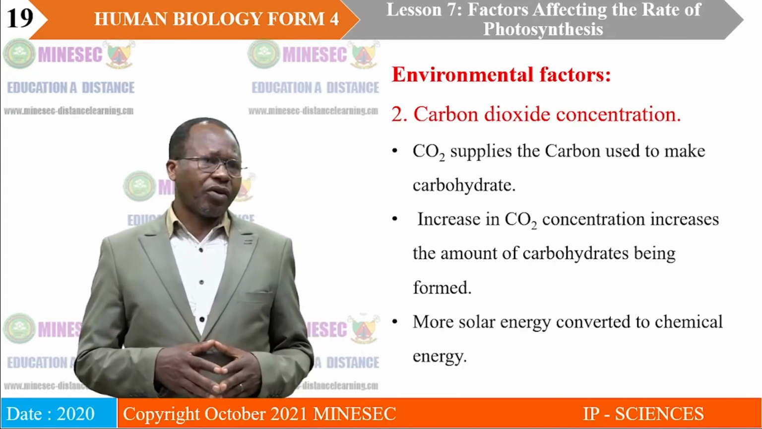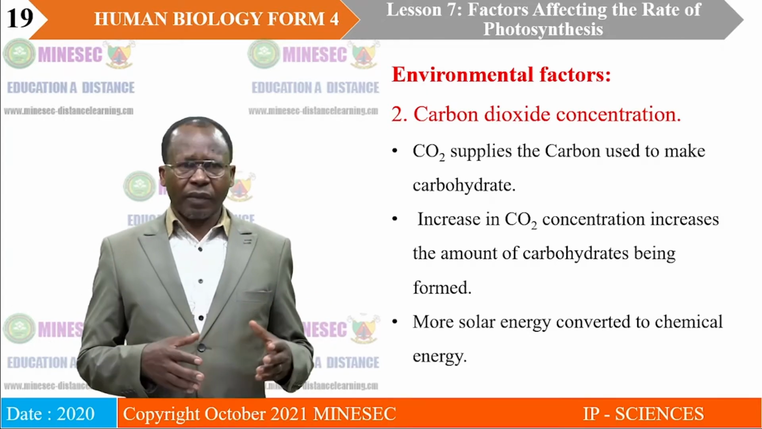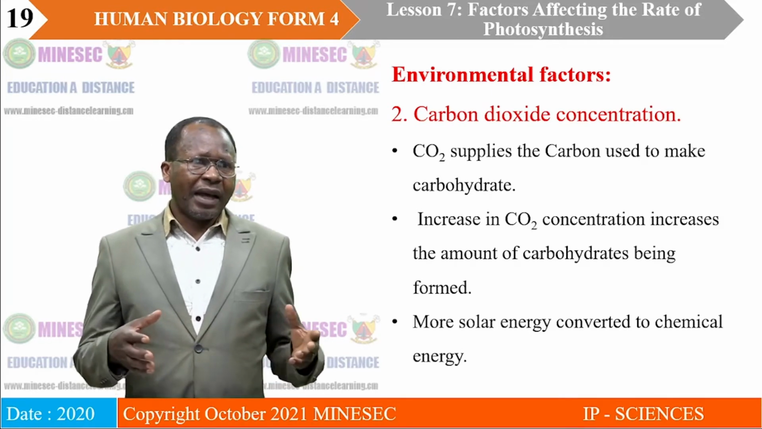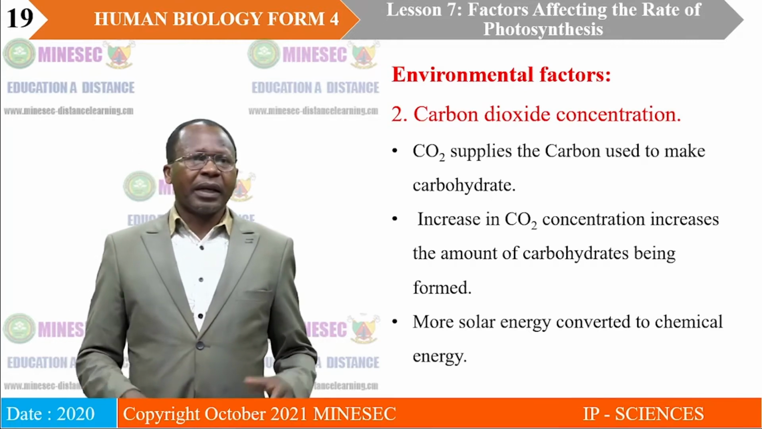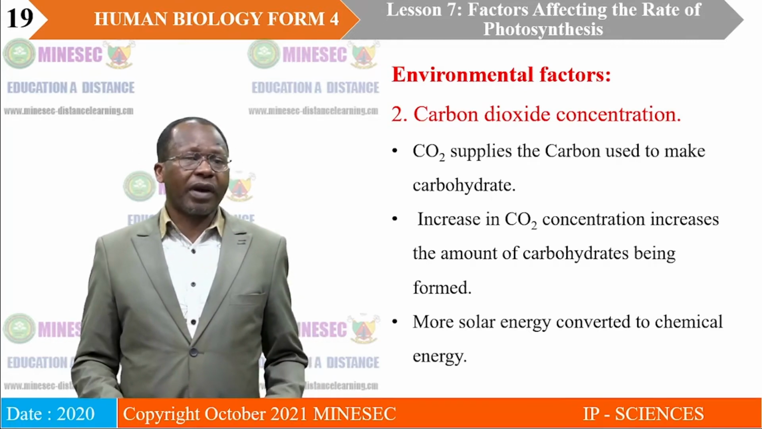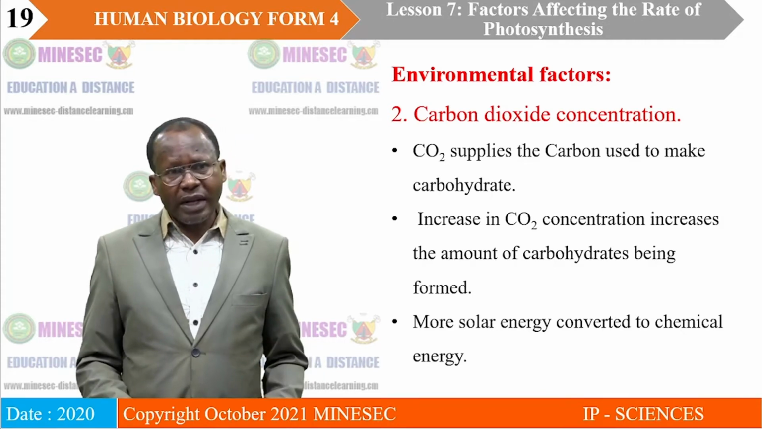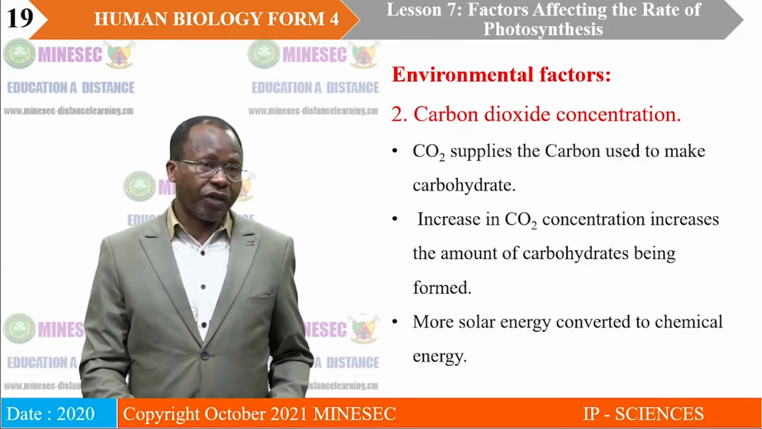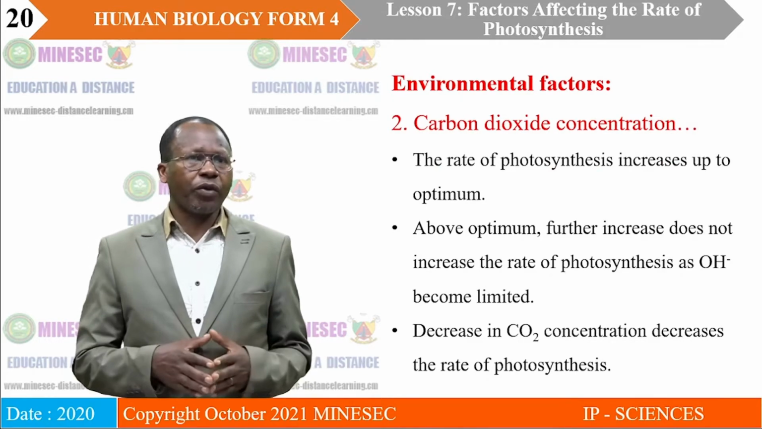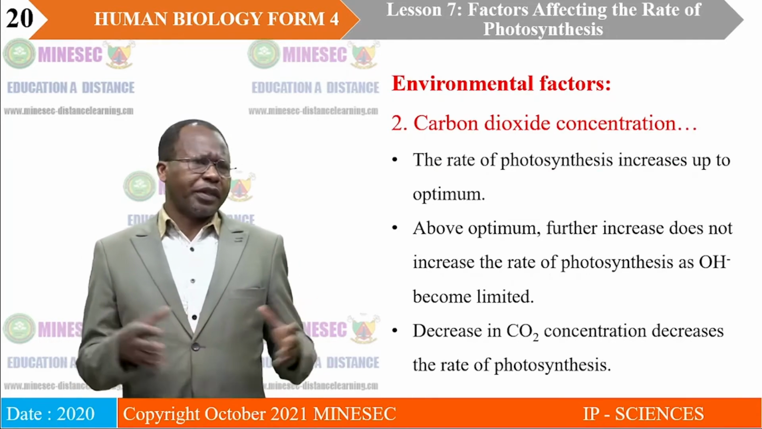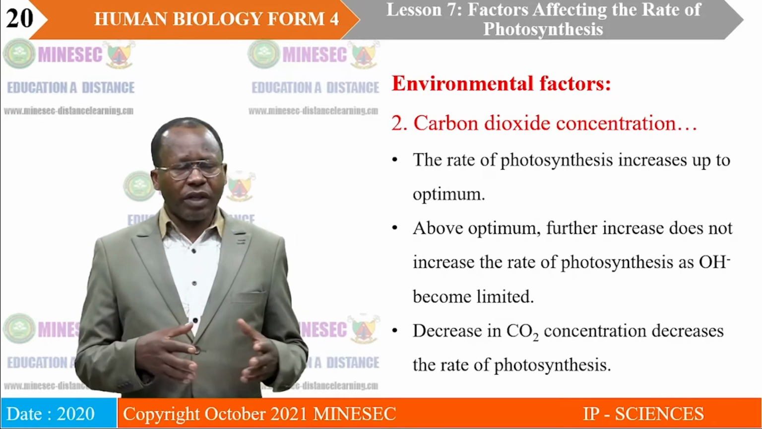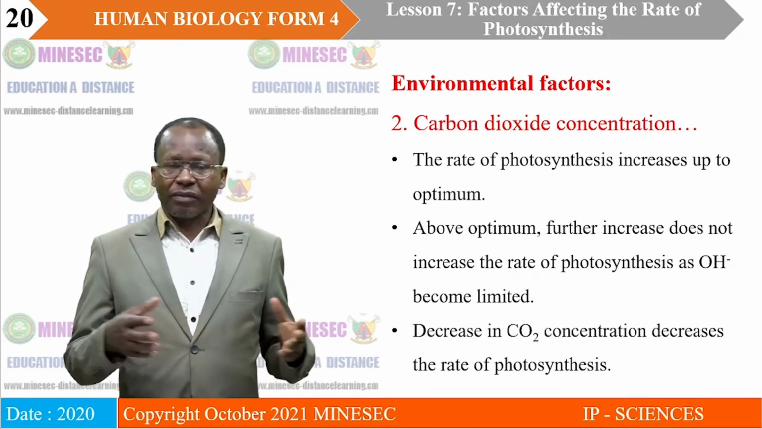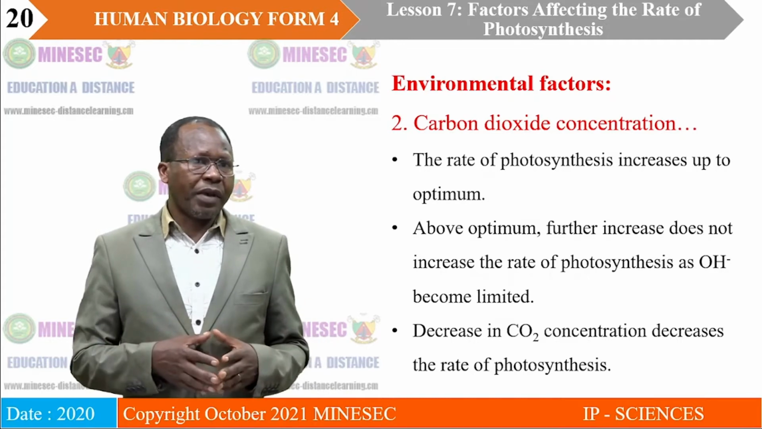We also look at carbon dioxide concentration. Carbon dioxide supplies the carbon that is used to make carbohydrates. If there's an increase in carbon dioxide concentration, there is also an increase in the amount of carbohydrate being formed. But would this go on indefinitely? More solar energy will be converted to adenosine triphosphate. And also, the rate of photosynthesis will increase, but this goes up to an optimum. And above this optimal rate, the further increase does not increase the rate of photosynthesis as the hydroxyl ions become limited.